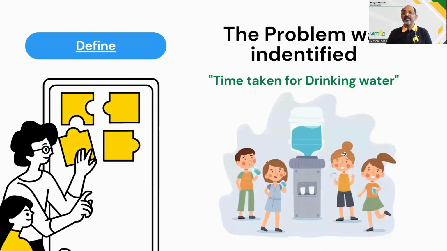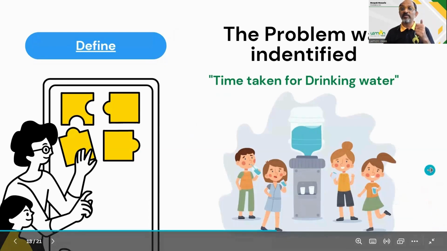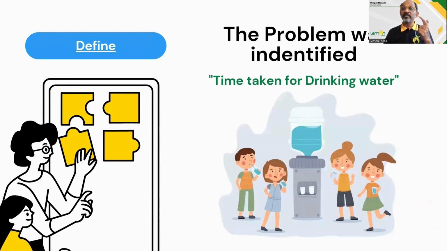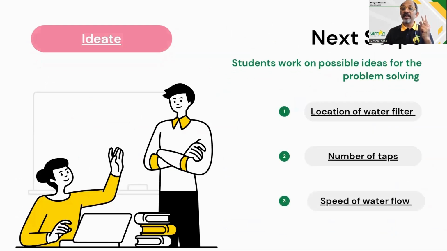Then they define the problem. The problem was the time taken for drinking water. Students were losing a lot of time going back and forth to drink water. So the problem was identified and defined. From empathy, we move to define, and now we move to ideate.